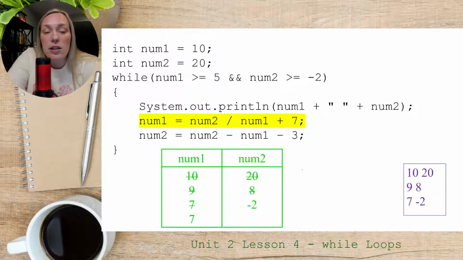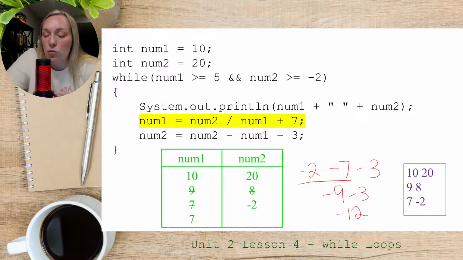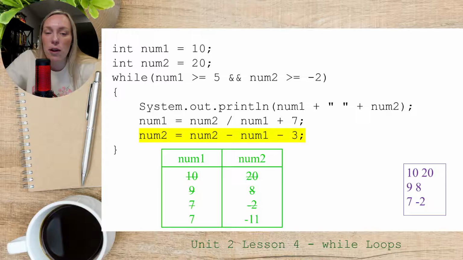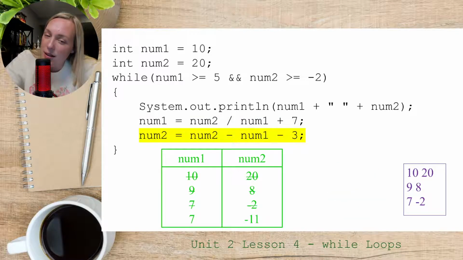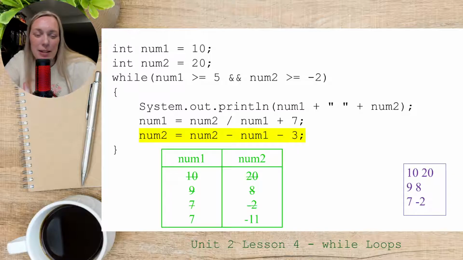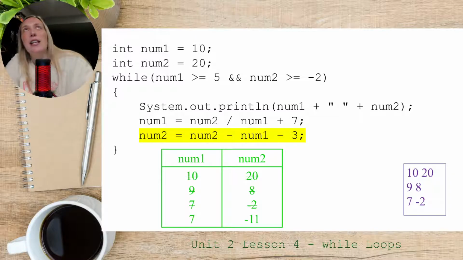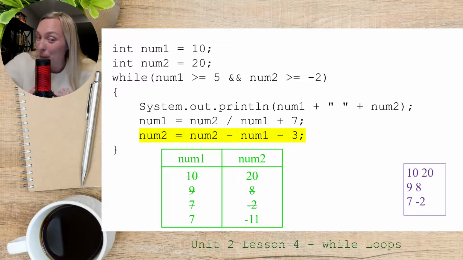And then here, num2 is -2 minus num1, which is 7 minus 3. -2 minus 7 is -9. -9 minus 3 is -12. Wait, yeah? -12. Oops, I put 11. Unless I messed that up. Nope. It should be -12, right? I'm not crazy. All right, -11, -12. I'll figure it out because I've reached the end of my loop. Okay, and my loop has ended.